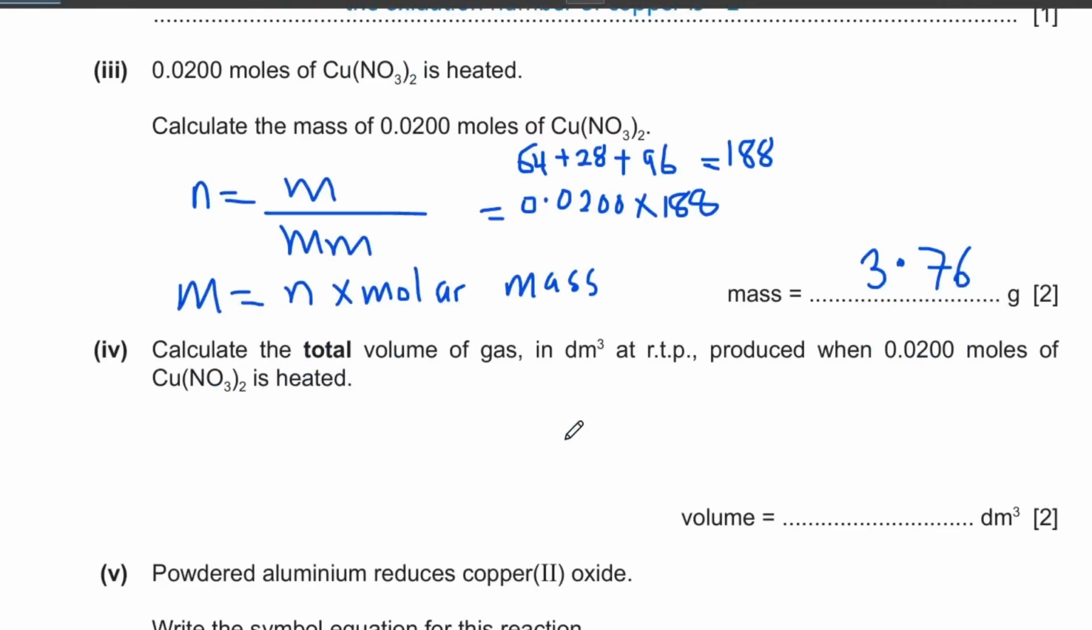Calculate the total volume of gas in dm³ at RTP produced when 0.0200 moles of copper nitrate is heated. We are told that the gas is at RTP and we are asked to calculate the total volume of the gas. So volume of gas in dm³, let's give it V, will be equal to the number of moles multiplied by 24. The volume of gas occupied at room temperature and pressure is 24 dm³. So therefore, what is our number of moles? Here we are given the number of moles of copper nitrate, not the number of moles of the gas.